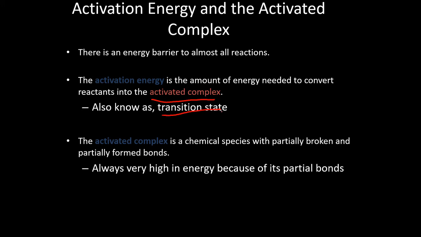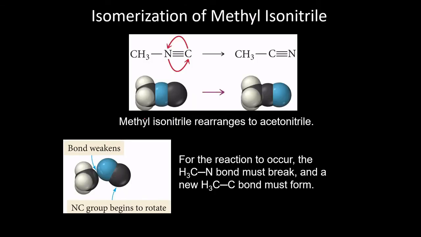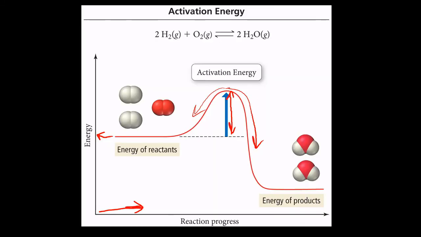So there's kind of two different names for the same thing. Usually I call it a transition state. That was the way that I was taught, but activated complex is just as correct. The activated complex is a chemical species with partially broken and partially formed bonds. It is very high energy because of these partial bonds, and you cannot isolate a transition state. You will never have a bottle of transition state molecules. The transition state is always moving. Nothing ever stays up here.